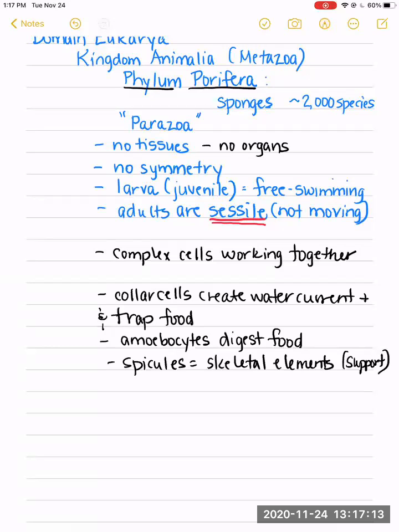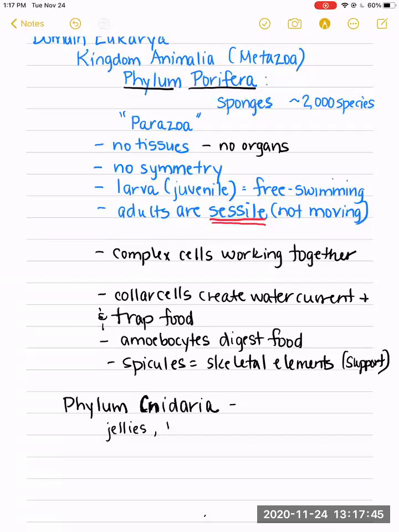So those are the sponges. The next phylum is the phylum Cnidaria. So this word starts with a C, C-N-I-D-A-R-I-A, Cnidaria. The C is not pronounced. And this includes a lot of different organisms. This includes the jellies that we often call jellyfish.